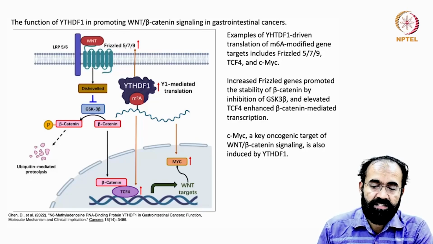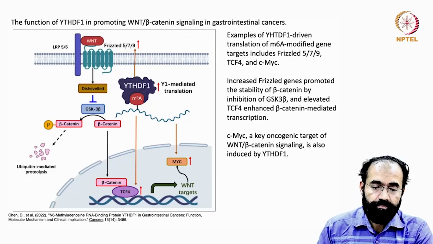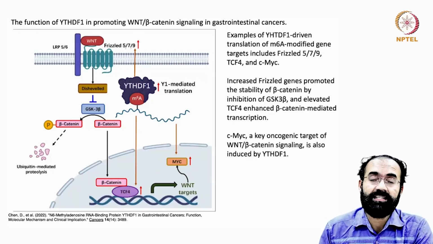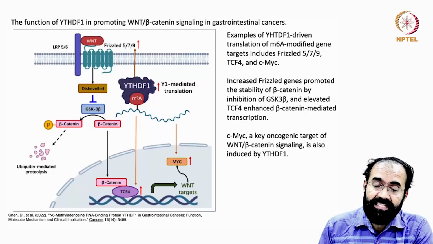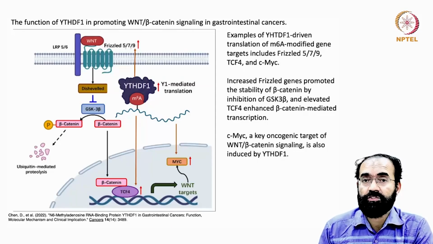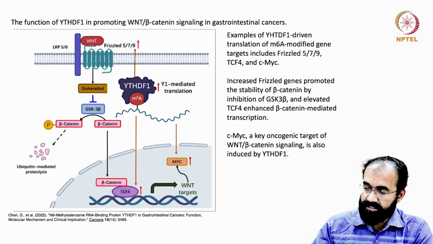So increased frizzled genes promote the stability of beta-catenin by inhibition of the enzyme GSK3 beta, and elevated TCF4 is present in the cell because that RNA also is modified, and the beta-catenin mediated transcription is facilitated.